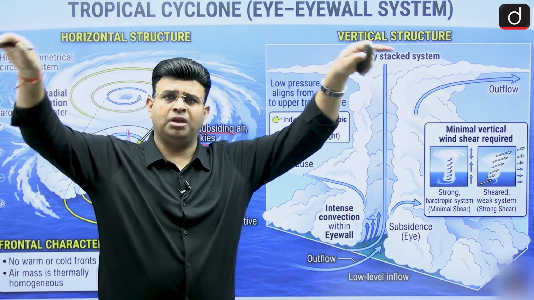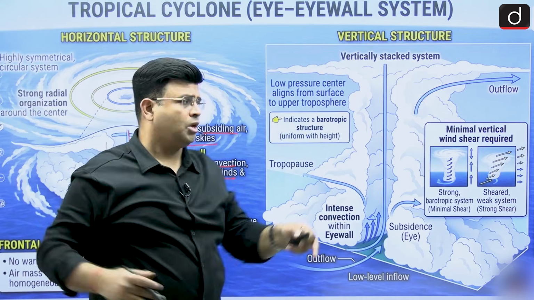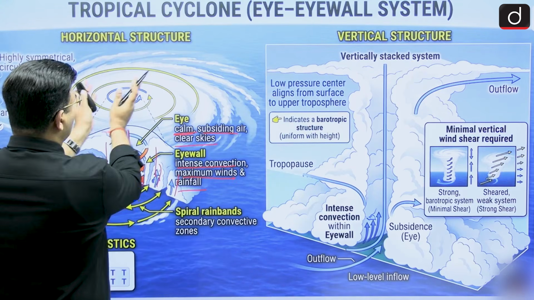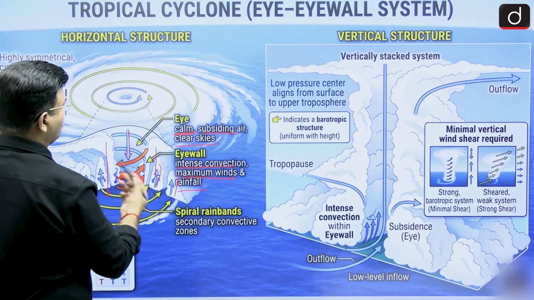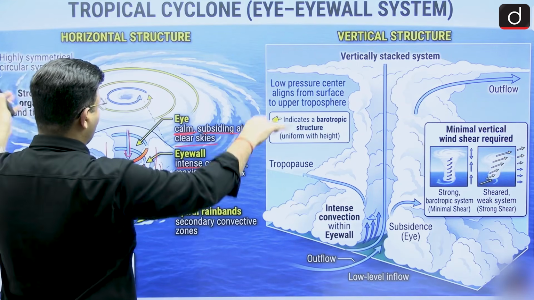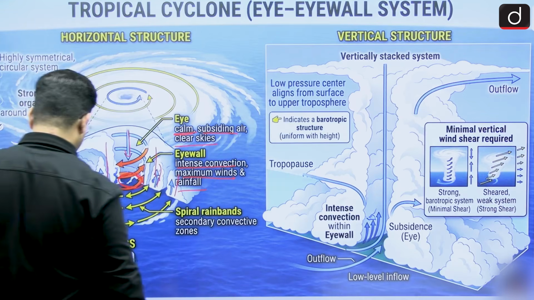At the top, the clouds move away. When the air goes up from here, it goes away in this direction. Below, the circulation is anti-clockwise, and above it is clockwise, so the air goes away.